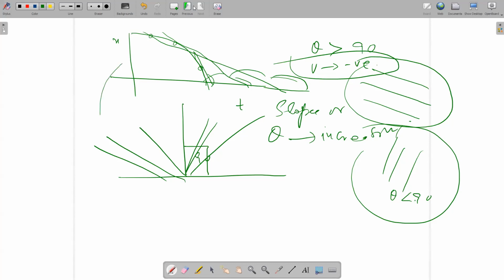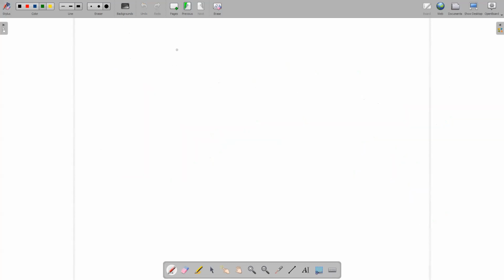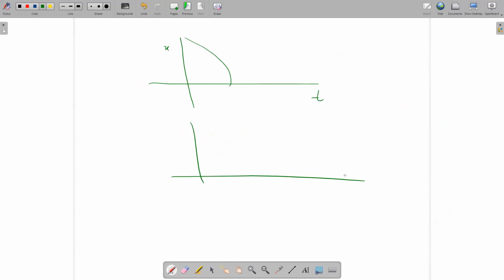I'm making this graph on the next slide. See this one. The graph is this one. What will be the VT graph? We have seen that V is negative and increasing. Theta is increasing. So the VT graph will be this one. Negative but increasing. So what will be the AT graph?